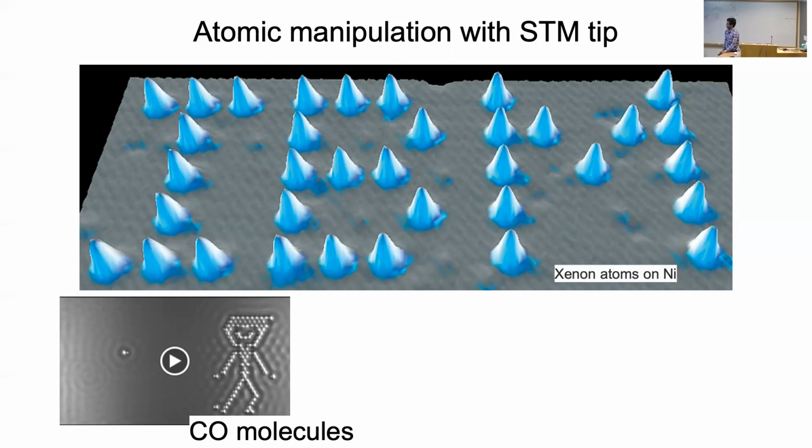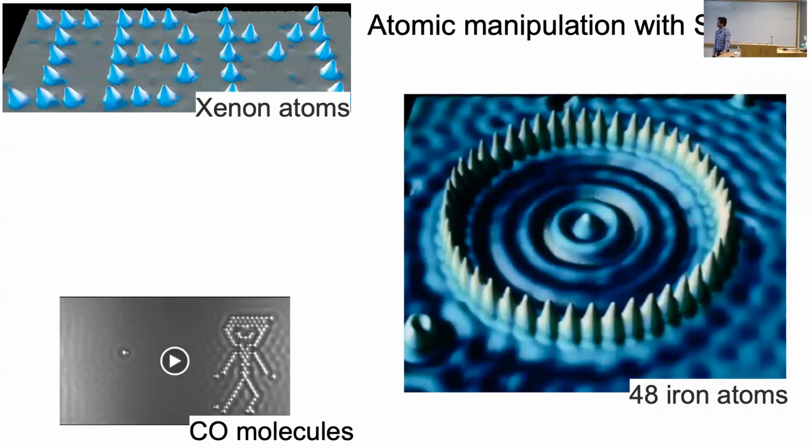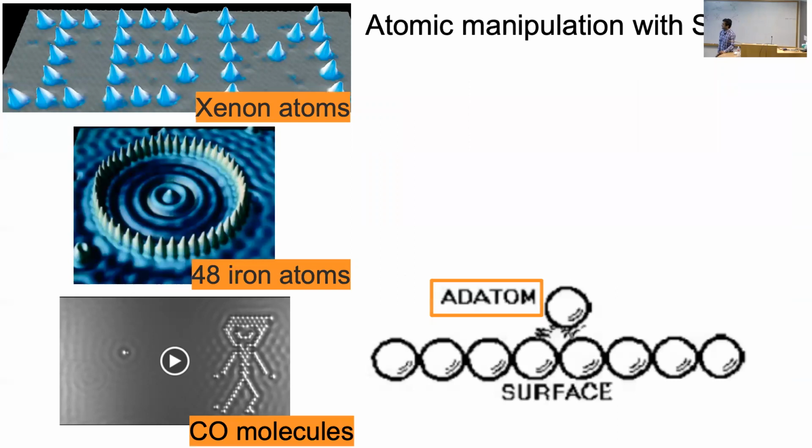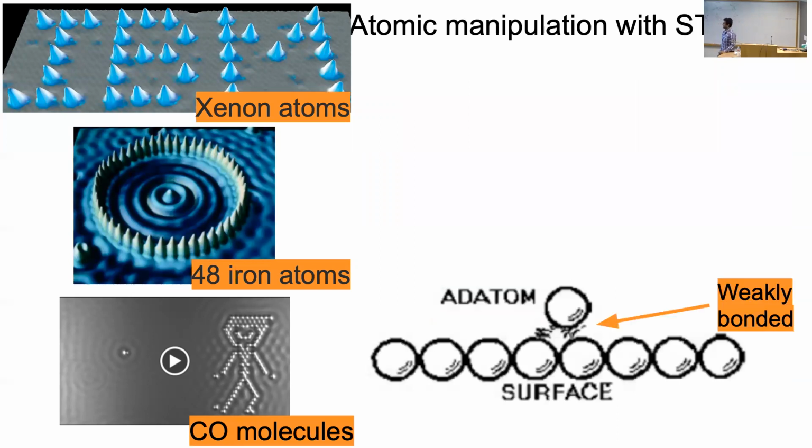Then after that, Don Eigler and Mike Crommie took 48 iron atoms and arranged them in a circle. They wanted to exhibit the electronic wave function. But there is something common with all of these materials, and that is that these are called adatoms, meaning they're adsorbed on the surface. They're weakly bonded on the surface.